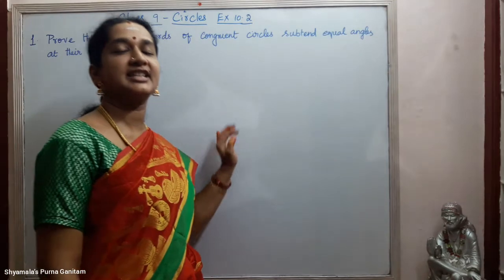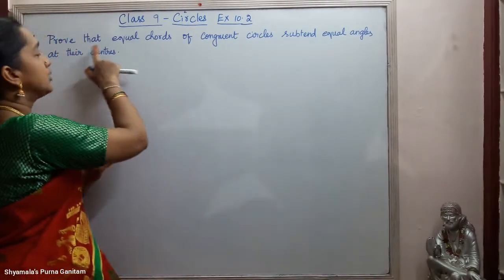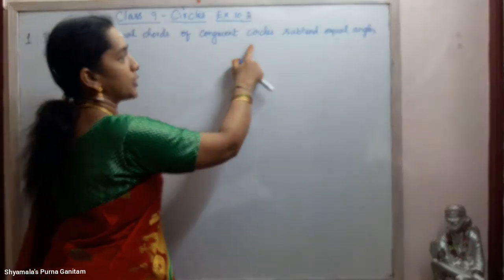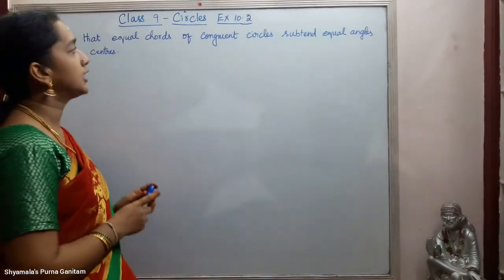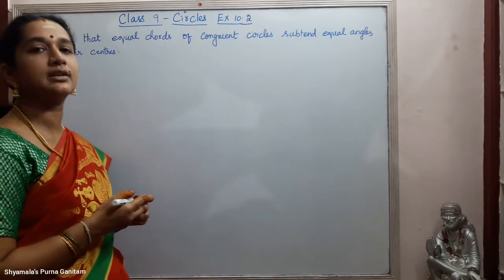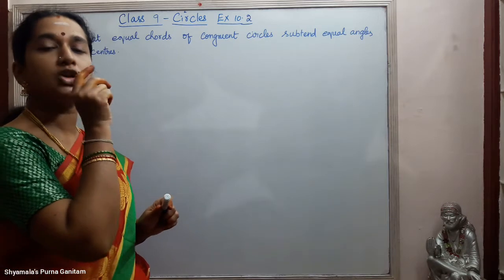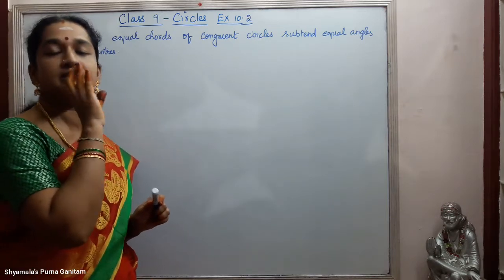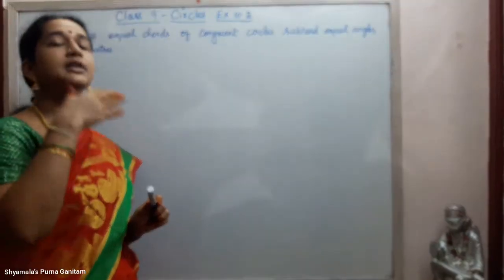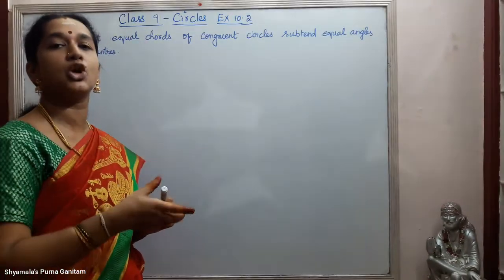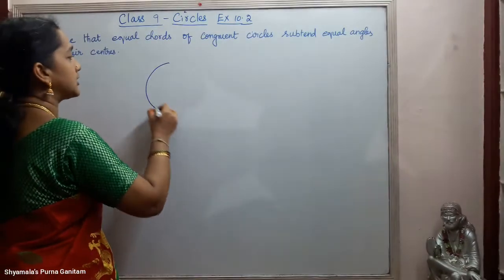Next, exercise 10.2. We have only two sums in this exercise. Prove that equal chords of congruent circles subtend equal angles at their center. Congruent circles means circles with the same radius. That is, if we take 5 centimeters for one circle, the other circle will also have the same radius. So they are called congruent circles.